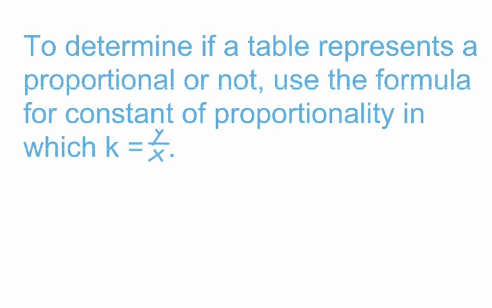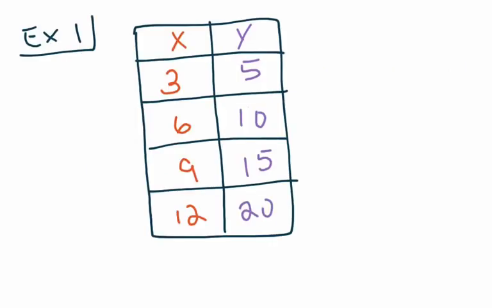a proportional relationship. However, if we get a different value for k each time, then we do not have a constant of proportionality, and therefore the table does not represent a proportional relationship. The table might still be linear, but it's not going to be proportional. So let's go ahead and take a look at a couple examples of what this is going to look like.